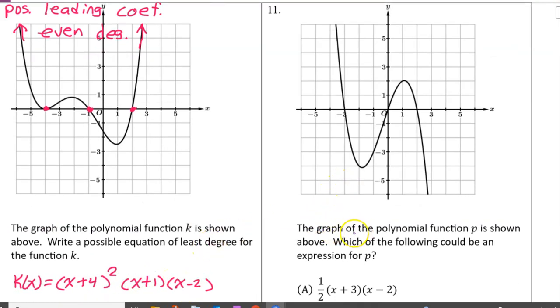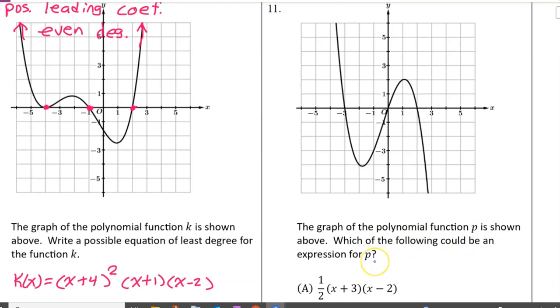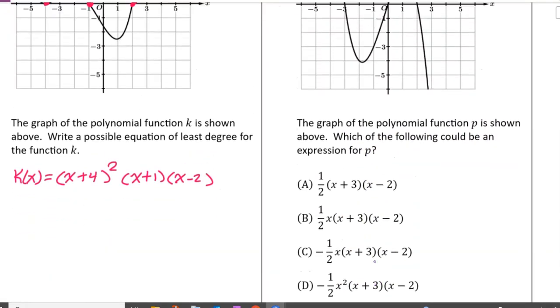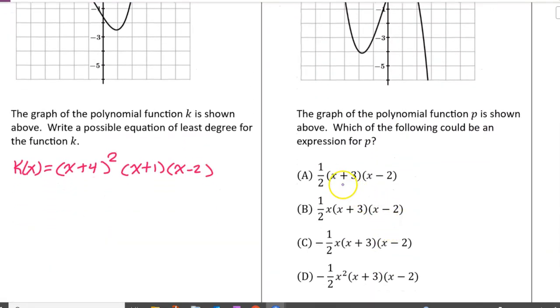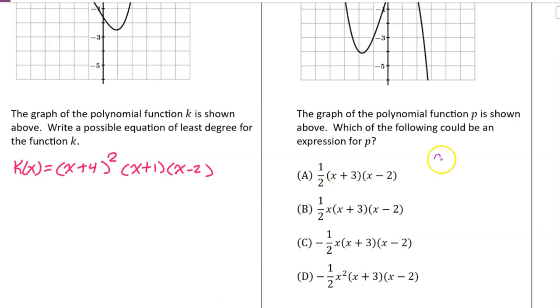Number 11, the graph of the polynomial function p is shown above. Which of the following could be an expression for p? We have all these options here. I'm noticing that all of the options have a real 0 at x equals -3 and x equals +2, looking at these two factors. And they all have multiplicity 1.